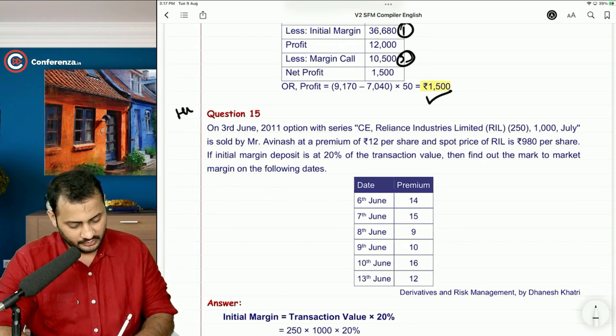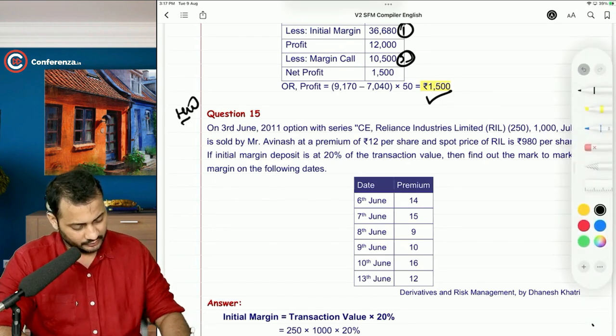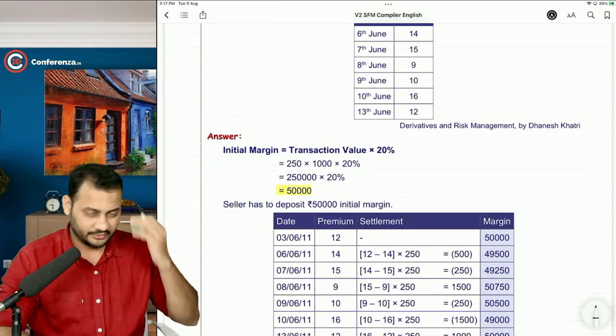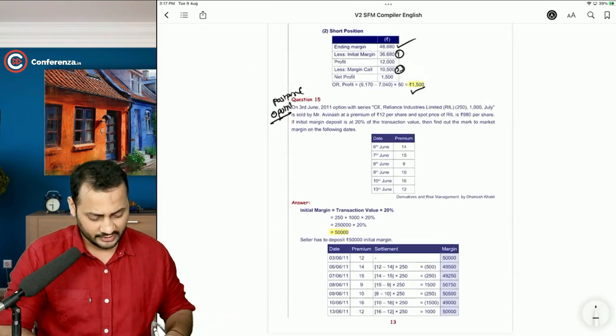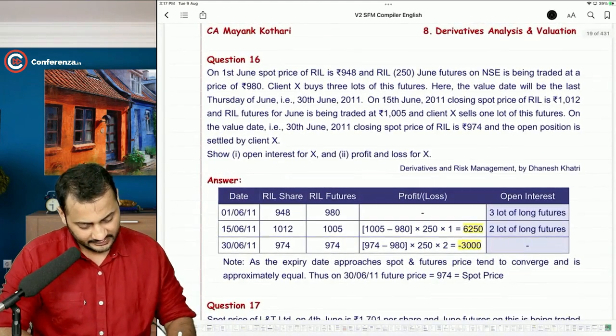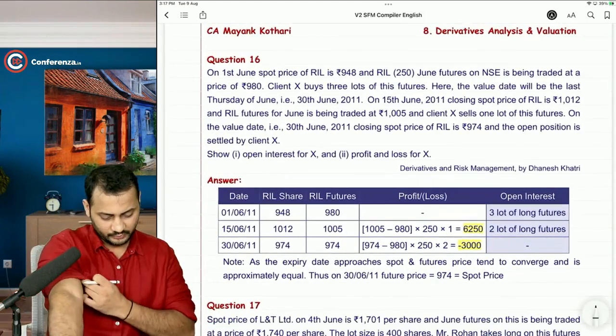Keep it for homework. No, not for homework. We'll postpone this. Why? Because this is based on option contract. So postpone it for the time being. The calculations are easy in that case, but still it is better to postpone it.